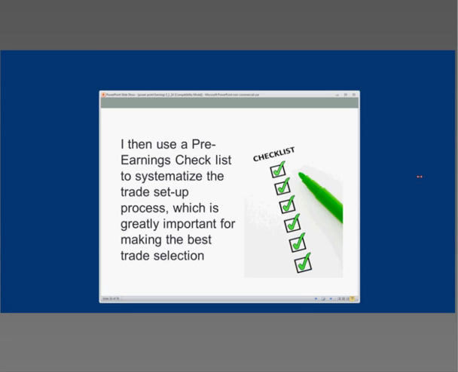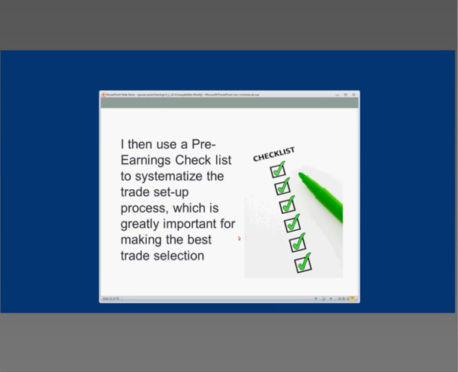Now, the second thing I do is I like systems. I like to be very systematic, because if you have rules, it helps you, or hopefully helps you, not make mistakes. If you don't have any rules, you're going to probably make the same mistakes over and over again. So in trading, it's important to have a checklist and have rules for whatever you do. I use this checklist to systematize my trade setup process, and this is really important for making the best trade selections and trade decisions.